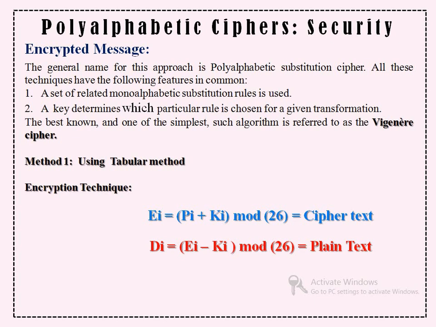A set of related monoalphabetic substitution rules is used. A key determines which particular rule is chosen for a given transformation. So along with the monoalphabetic, one-to-one mapping that is happening, we will set some rules for selecting the particular key from a given set of keys. That will make things even more difficult for cryptanalysis.